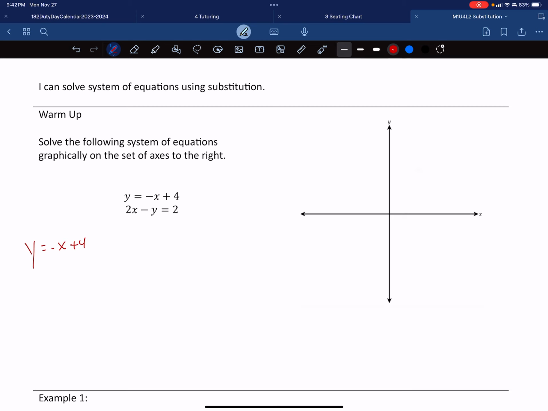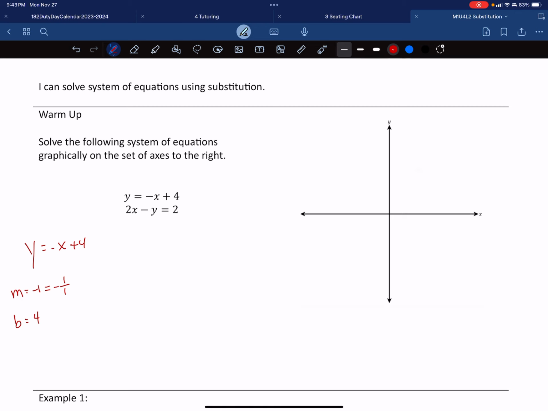All right, so when we have negative x, that's like saying our slope is negative 1, or another way to think about that is negative 1 over 1. So that means we're going to go down 1 and to the right 1, or we can go up 1 and to the left 1. And my y-intercept is going to be a positive 4, right?